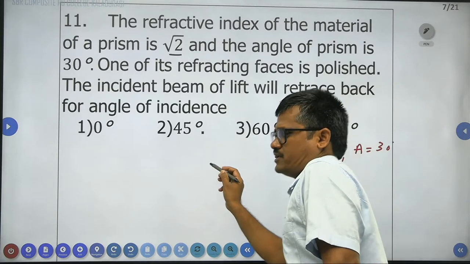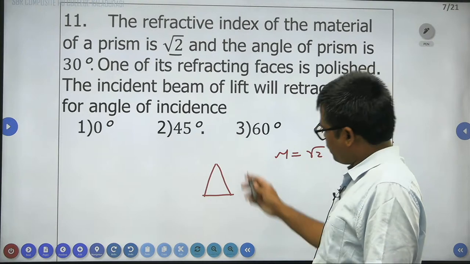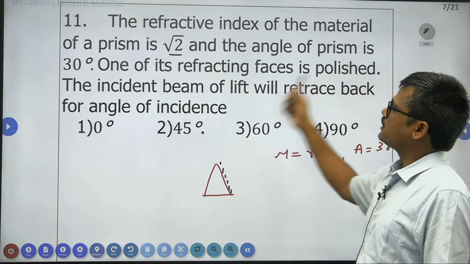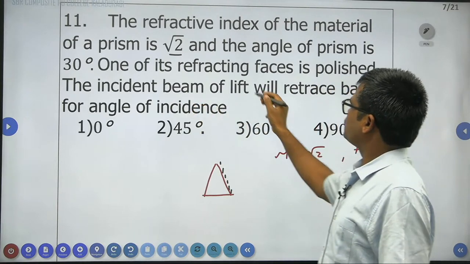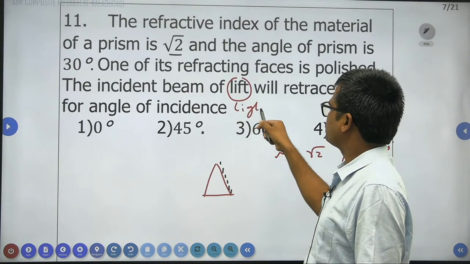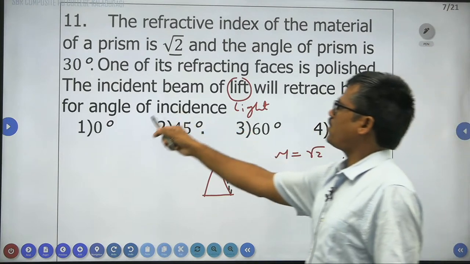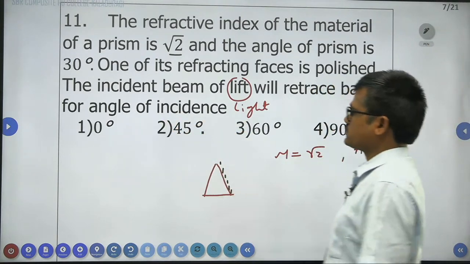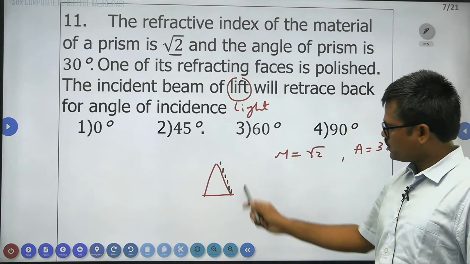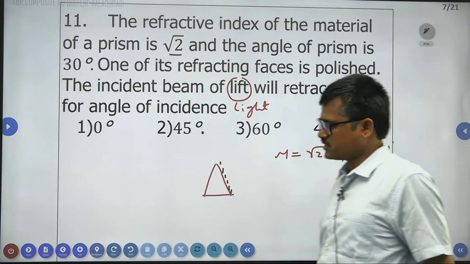Okay, let me see here. This is the prism. One of its faces is polished. The incident beam of light will retrace back. They're asking for what angle of incidence on the first surface so that the light ray will reflect back and retrace its path. For what angle of incidence they are asking.